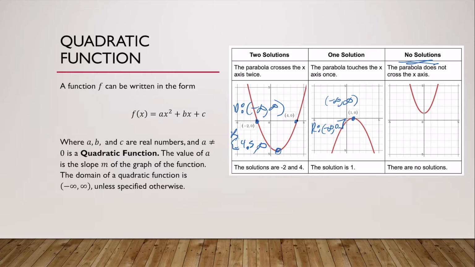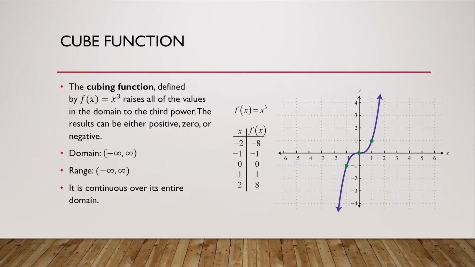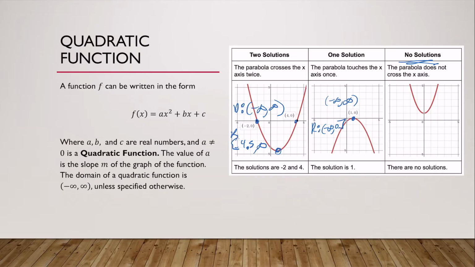And last but not least, it can have no solutions. That means our graph doesn't cross the x-axis. That means it has complex zeros. Complex zeros. And we're going to keep talking about all this stuff as the semester goes on. I just want to make sure everybody is aware, and it's not the first time we're seeing these things.